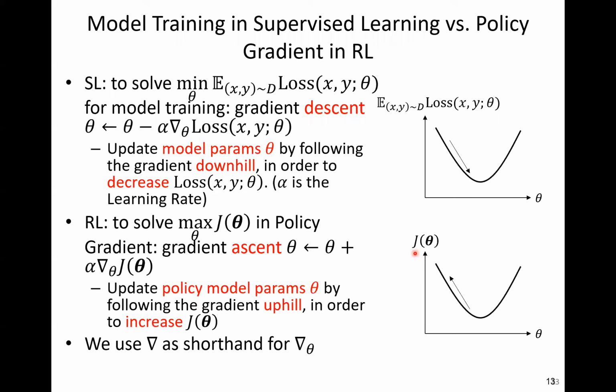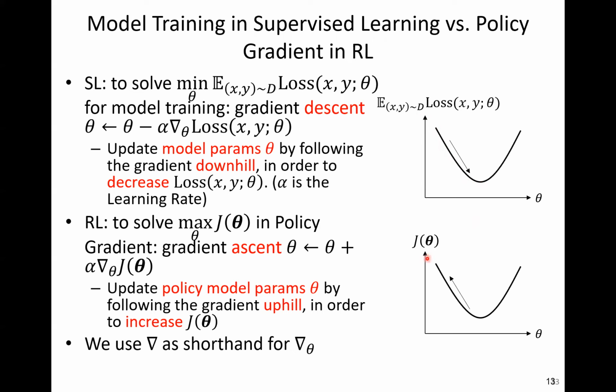Just to contrast model training in supervised learning versus policy gradient. We saw this picture when we discussed adversarial attacks, where we do gradient ascent on the input image pixels to maximize the loss function. But here, the picture is a little bit different. For supervised learning, it's the same: you are minimizing the expected loss on the training data set by adjusting your parameters to move downhill in the loss function landscape.